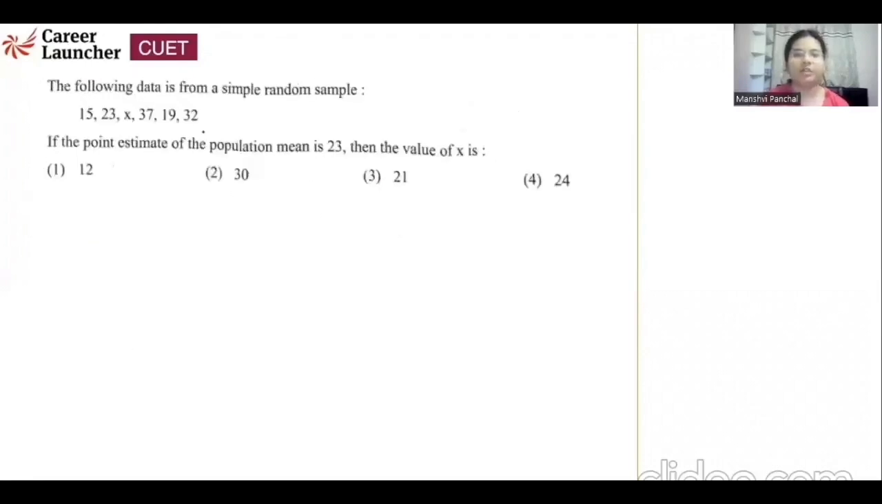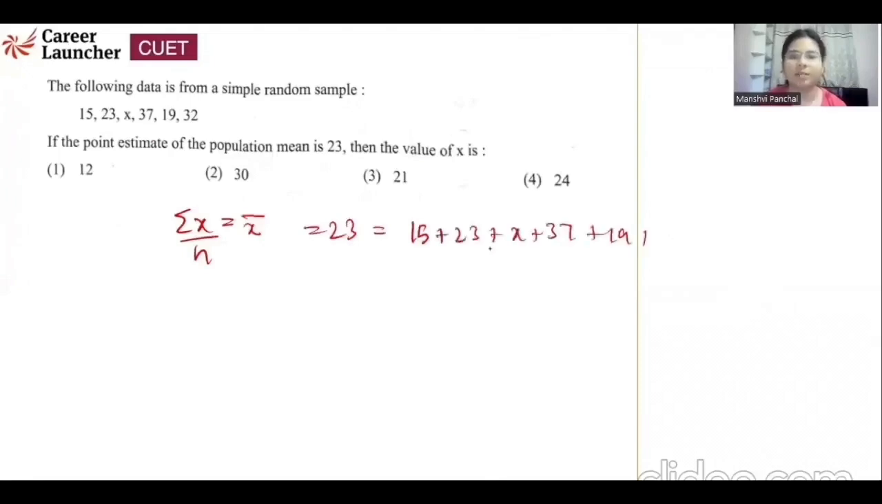The following data is from a simple random sample. If the point estimate of the population mean is 23, then find the value of x. So we know that summation x upon n is your x bar. This is given to you as 23. It means 15 plus 23 plus x plus 37 plus 19 plus 32 upon, you will have 1, 2, 3, 4, 5, 6, so 6. 6 into 23 is 138. We will sum all of them.